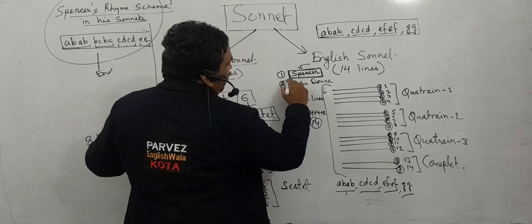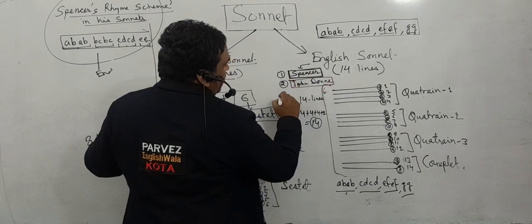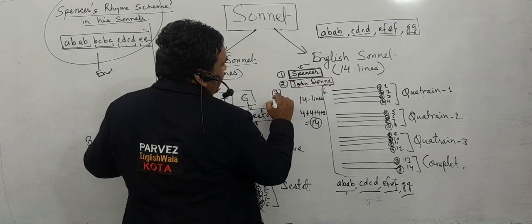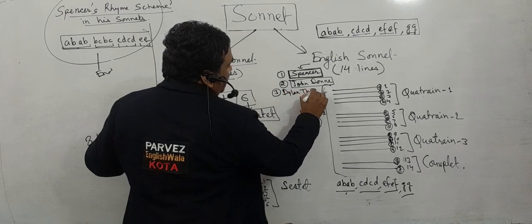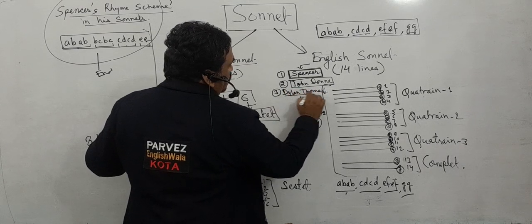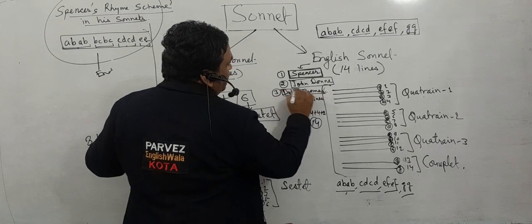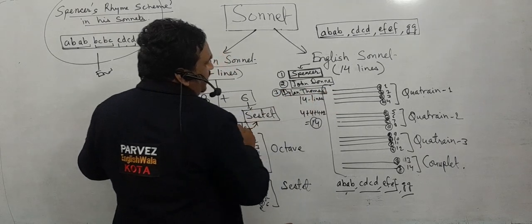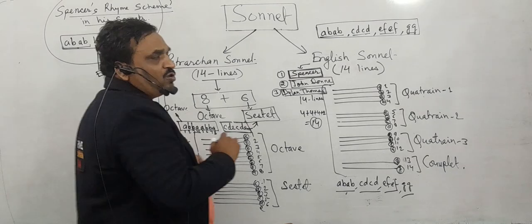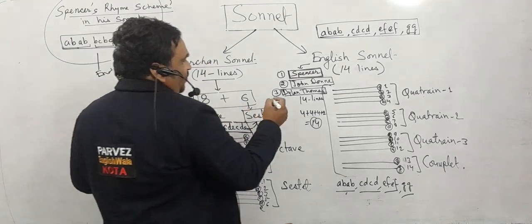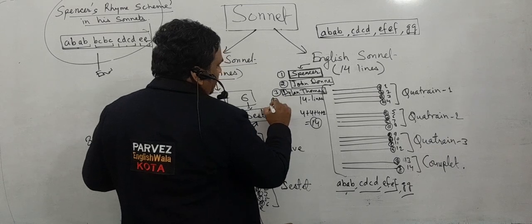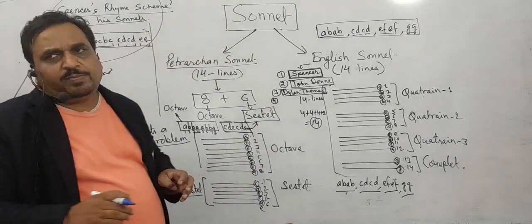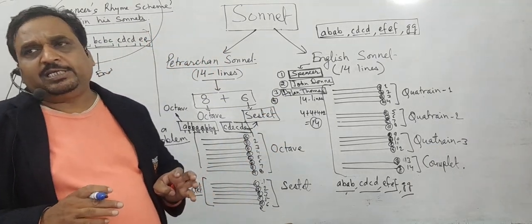John Donne also followed English sonnets. And number 3, we may say Dylan Thomas, whose poem Fern Hill we study in BA third year syllabus in University of Kota. And we may have another here. So we may have a number of poets here.